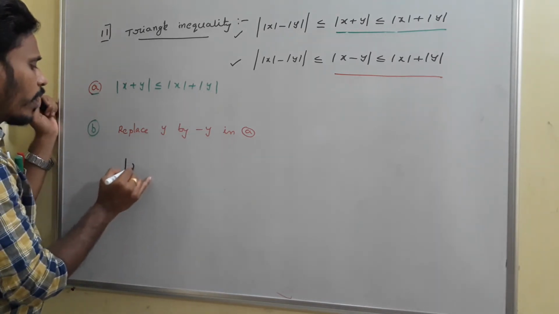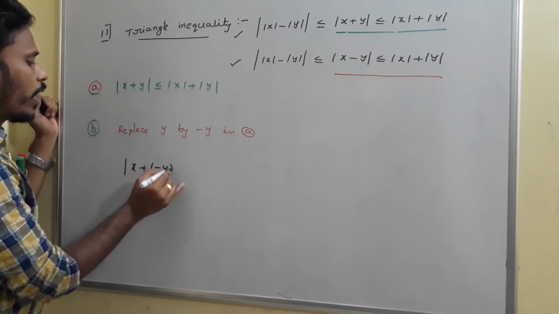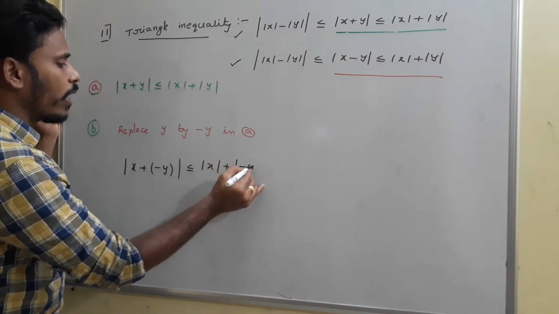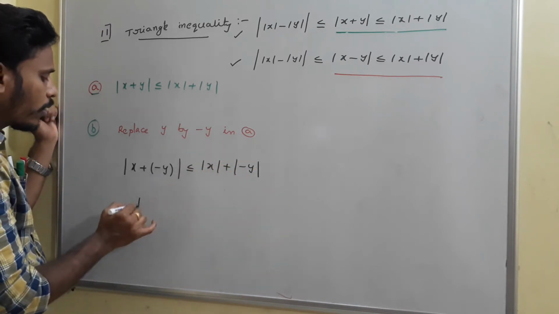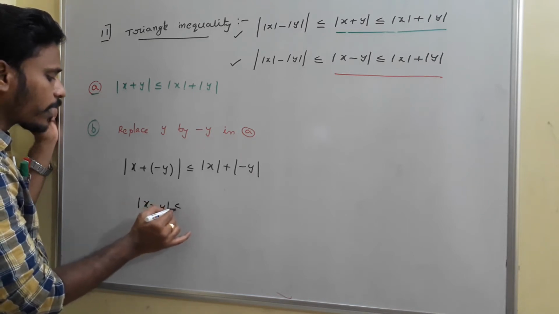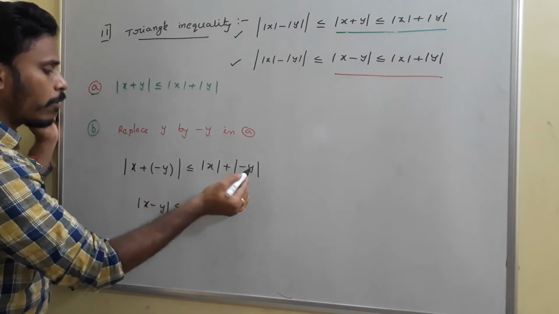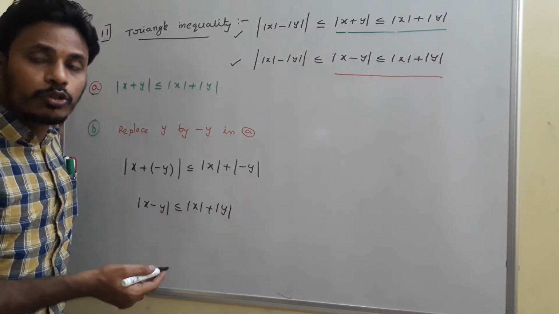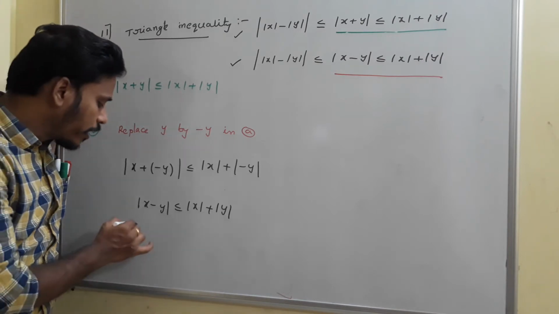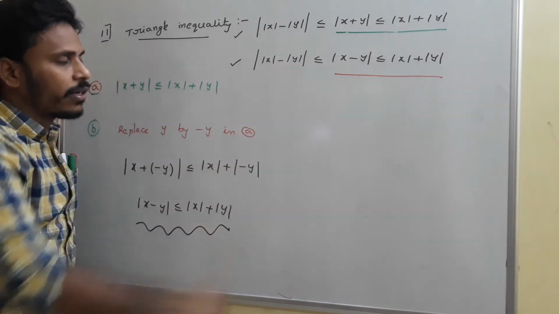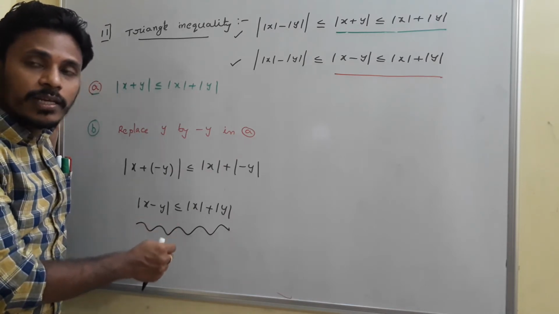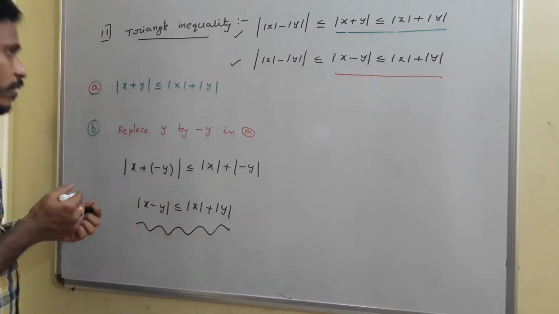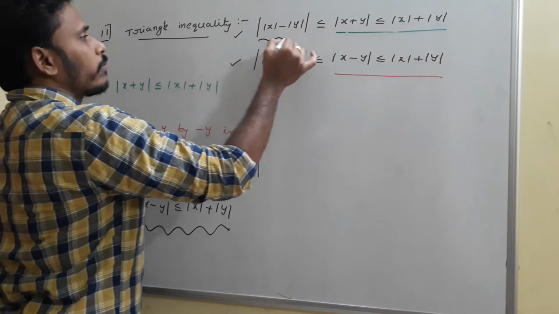See, modulus of x plus, replacing y with minus y, is less than or equal to mod x plus modulus of minus y. At the end, this is modulus of x minus y is less than or equal to mod x plus modulus of minus y, which is mod y. So modulus of y and modulus of minus y are both the same. The result is ultimately positive. Just have a look at this. This is that red colored shaded part: mod x minus y is less than or equal to mod x plus mod y. Very clear, right?